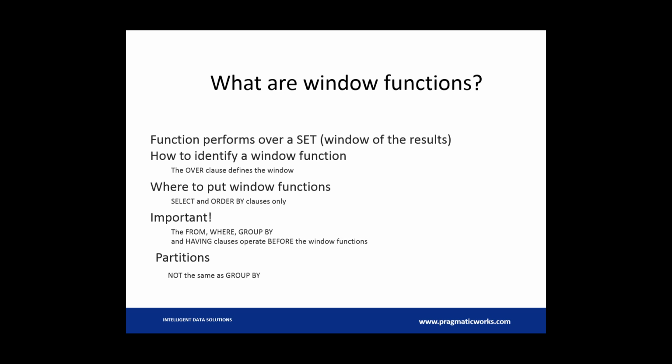So the window is actually a set of data, and I specify just what that window is with the OVER clause. If you've seen an OVER clause in queries, chances are that was a window function. Microsoft also uses the OVER clause for some other things, like the new paging and the sequence object, but window functions always have an OVER clause. So if you see an OVER clause, it's probably a window function.